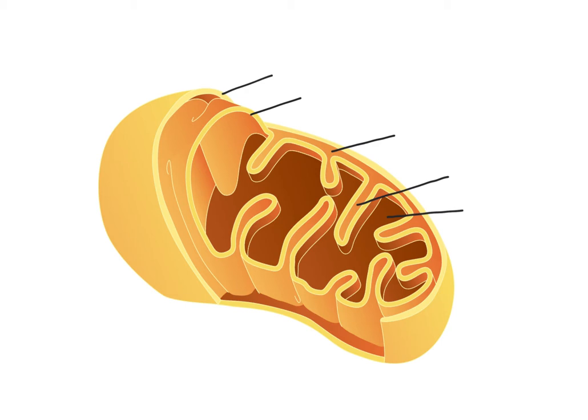This first line at the top right here is pointing at the outer membrane of the mitochondria. The second line here is pointing at the inner membrane of the mitochondria. Remember, the mitochondria is an endosymbiont, and the fact that it has these two separate membranes is part of the evidence that supports the endosymbiotic theory.